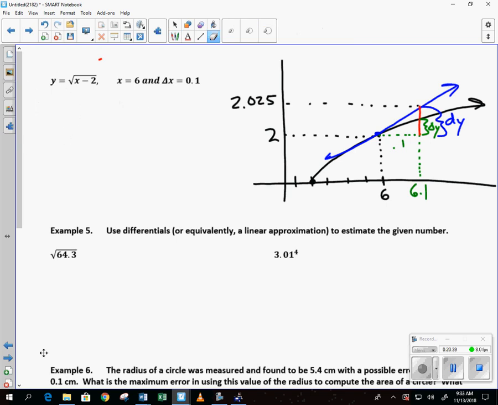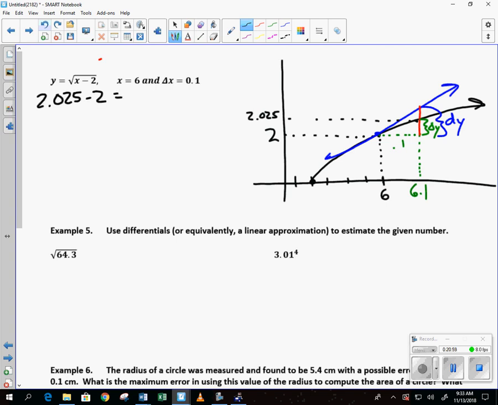Looks like I drew it in the wrong spot, didn't I? Should draw it from here. 2.025. 2.025 minus 2 is 0.025, which is delta y. So yes, you were right, Alex. It is 0.025. Zane, you were right that I did not draw it to the correct spot. So should we end up with dy bigger than 0.025 or smaller than 0.025? Bigger.